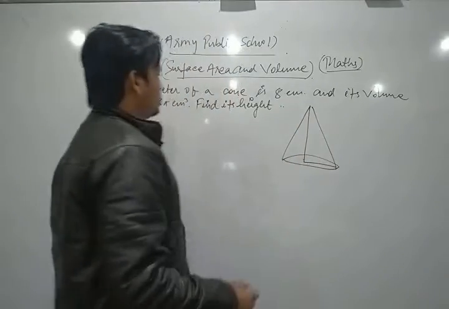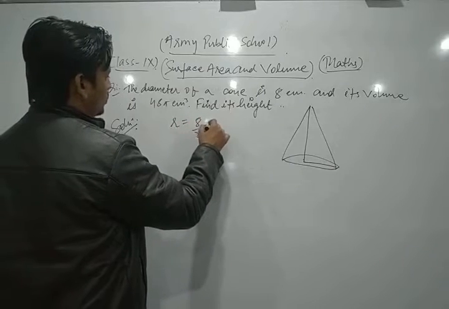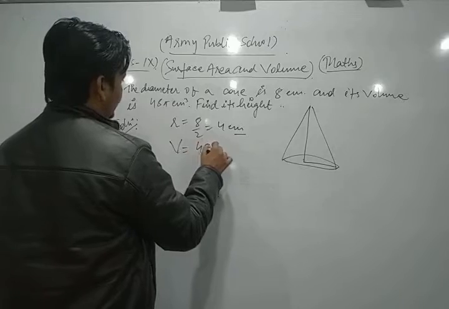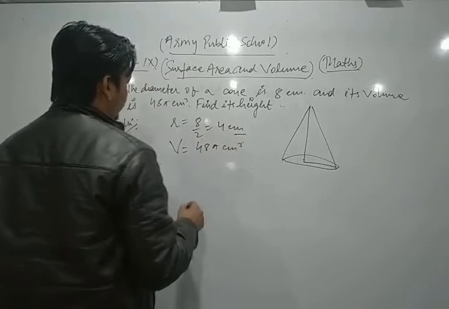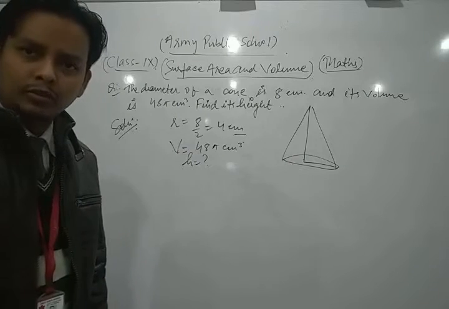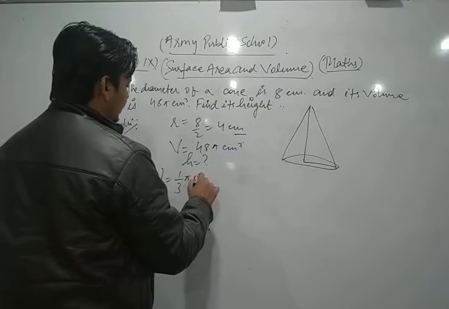In that question, the diameter of the cone is 8, so the radius of the cone is 8 upon 2, that is 4 centimeter. Its volume is given as 48 pi centimeter cube. We find the height of the cone. Now we apply the formula for the volume of the cone. The volume of the cone is 1 upon 3 pi r square h.